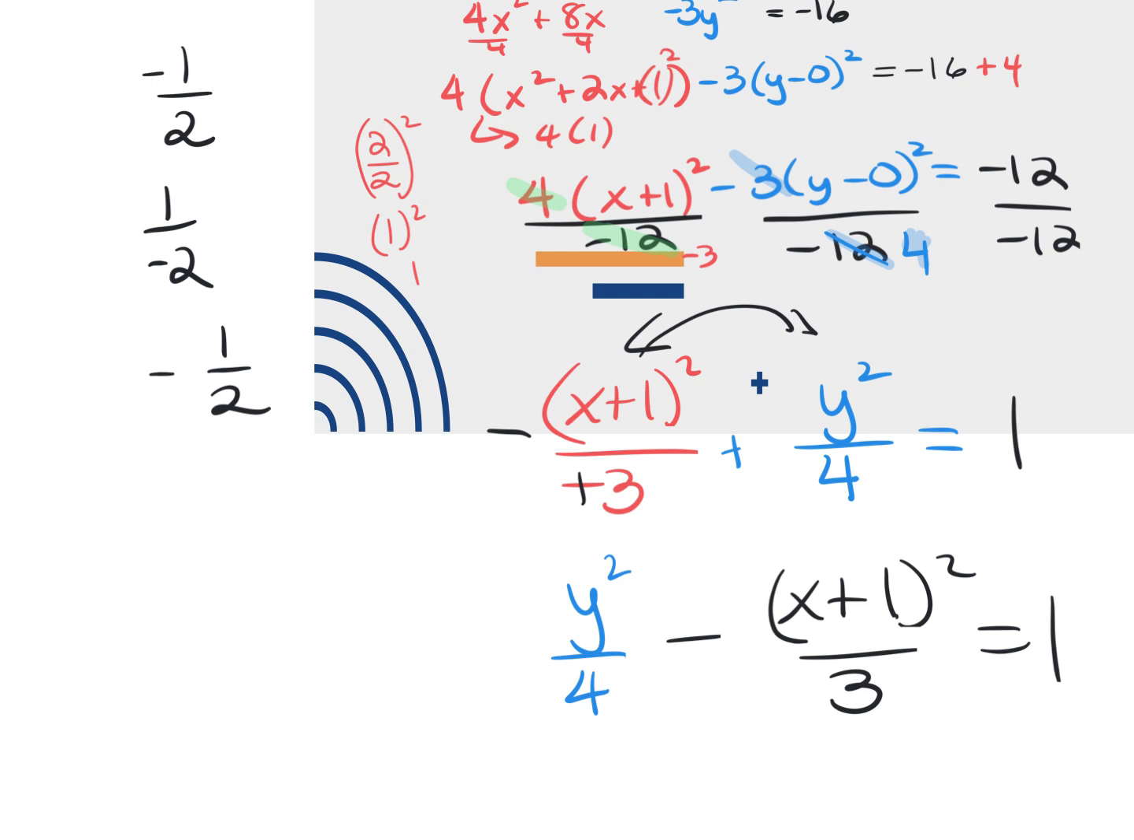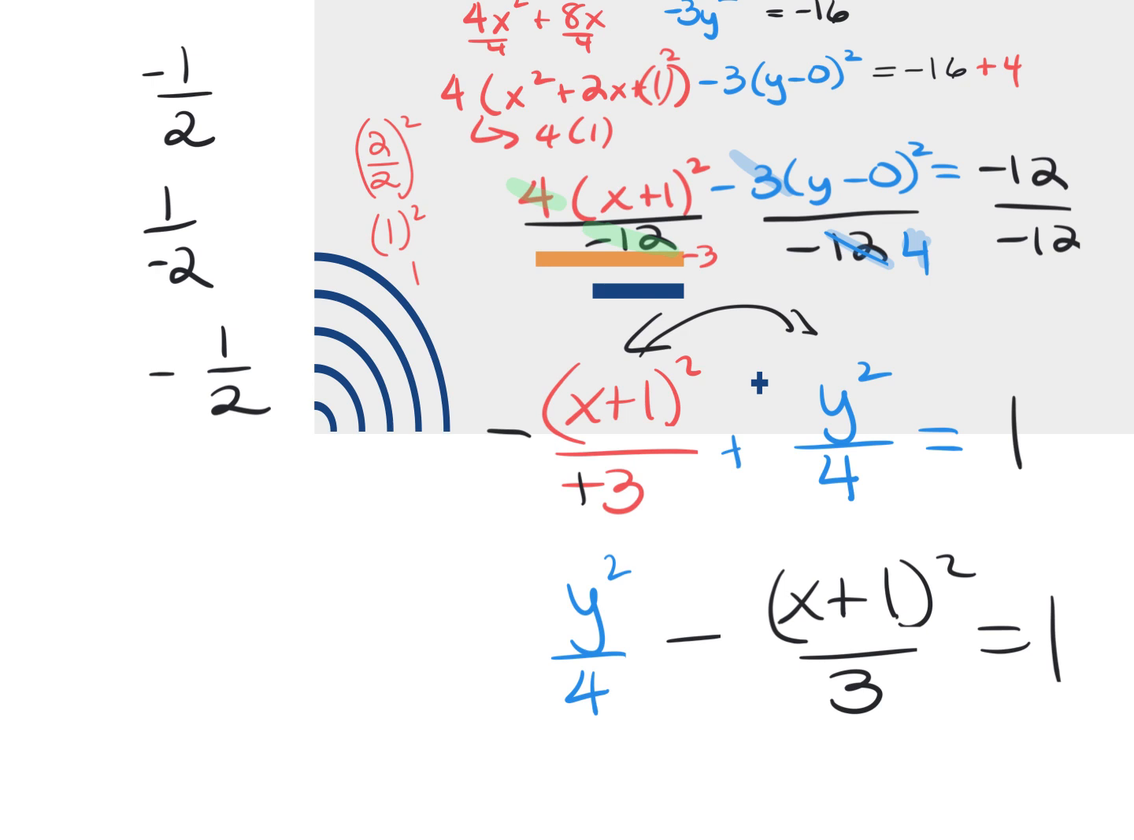So this one only has a horizontal shift 1 unit to the left because of the plus 1 with the x. So whatever is being added or subtracted to the x, that's the shift left and right, or horizontally. And it's backwards of what you think. So it would look like it's moving to the right 1 unit, but it's really left 1 unit.